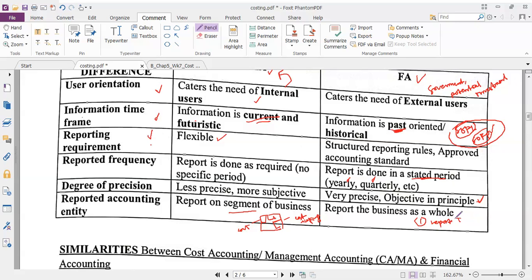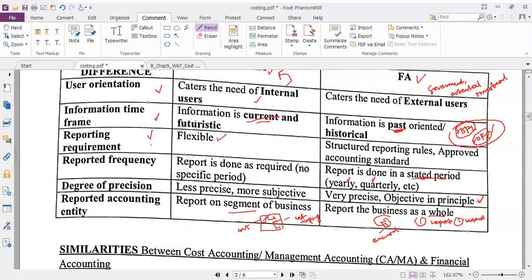Kalau financial accounting dia hanya satu report for one business. One business, one report of financial accounting. Sebabnya financial statement tu dah cover untuk the whole business lah. The whole business, the whole asset of the business. Contoh, the whole liability for that business lah. Bukan sahaja liability untuk satu department. Dia adalah report untuk keseluruhan bisnes tersebut.